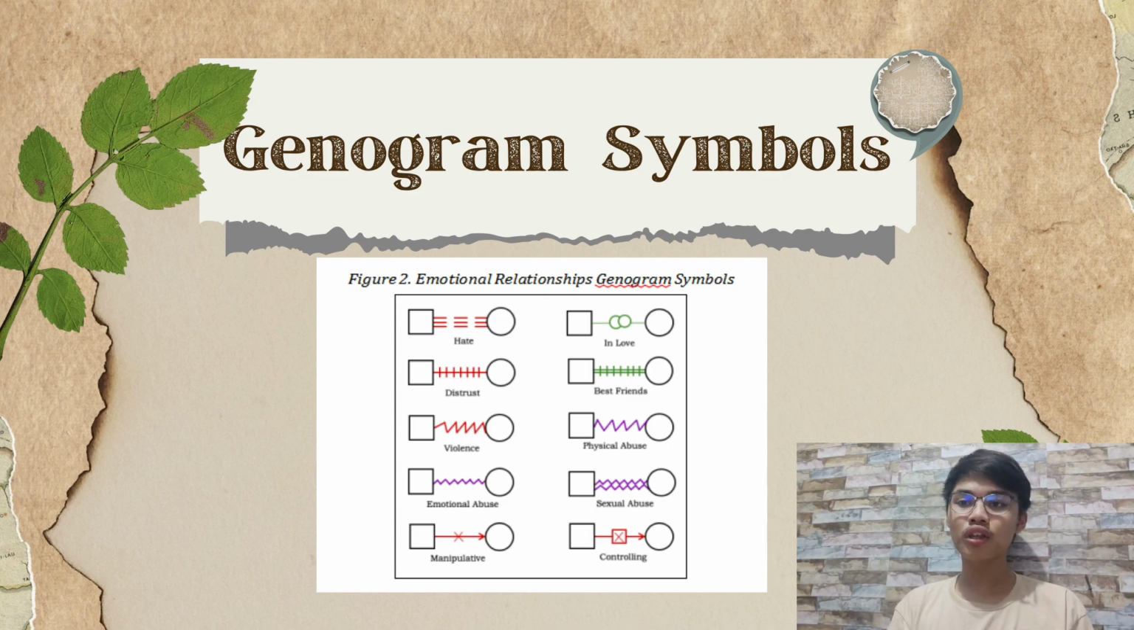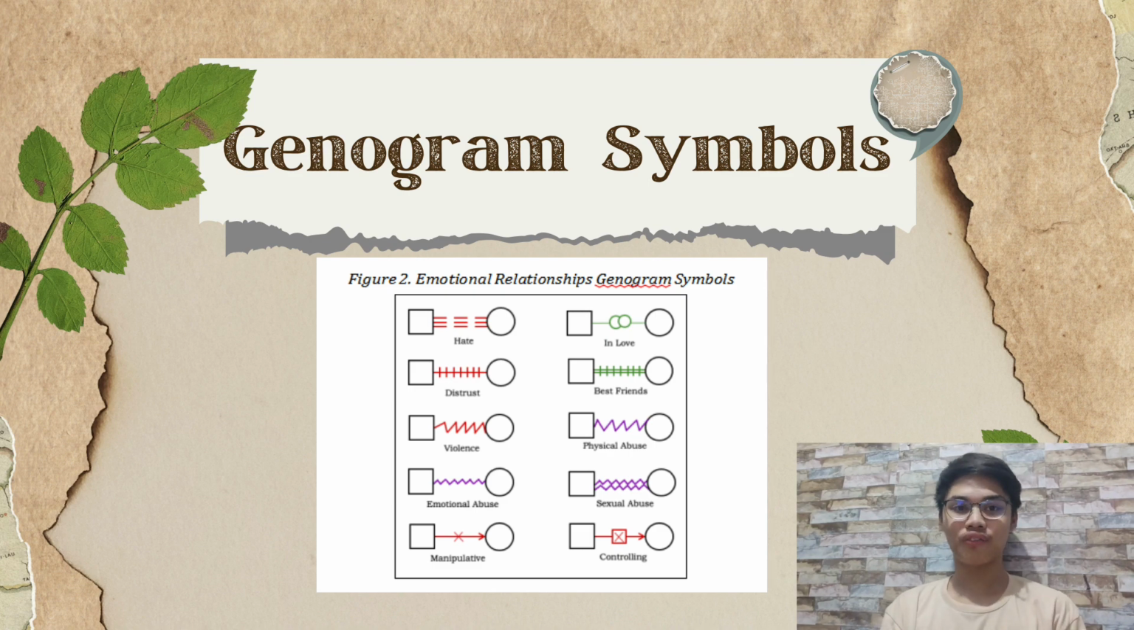Up next, emotional abuse. Emotional abuse here is symbolized with a zigzag as well, but much shorter than usual, and it has the color violet. Next, being manipulative. Manipulative here is symbolized with an arrow, with a small X in the center. Remember, an arrow with a small X in the center means that someone is manipulating another person.